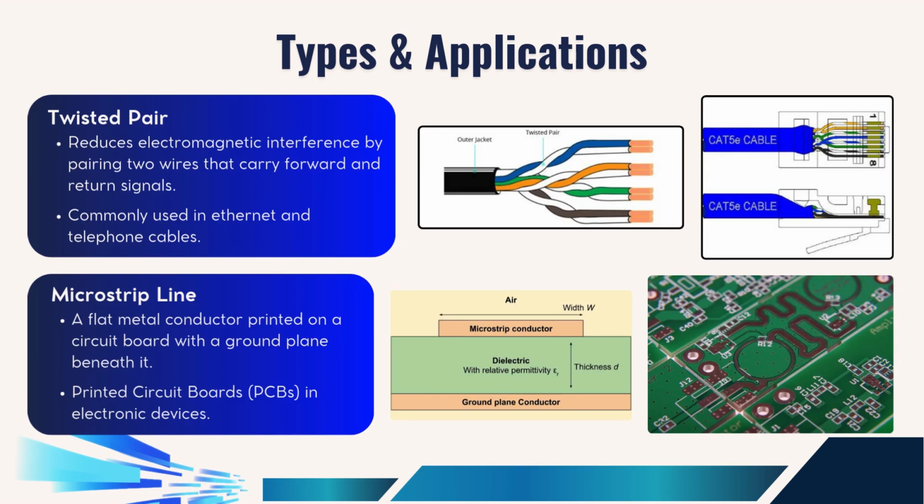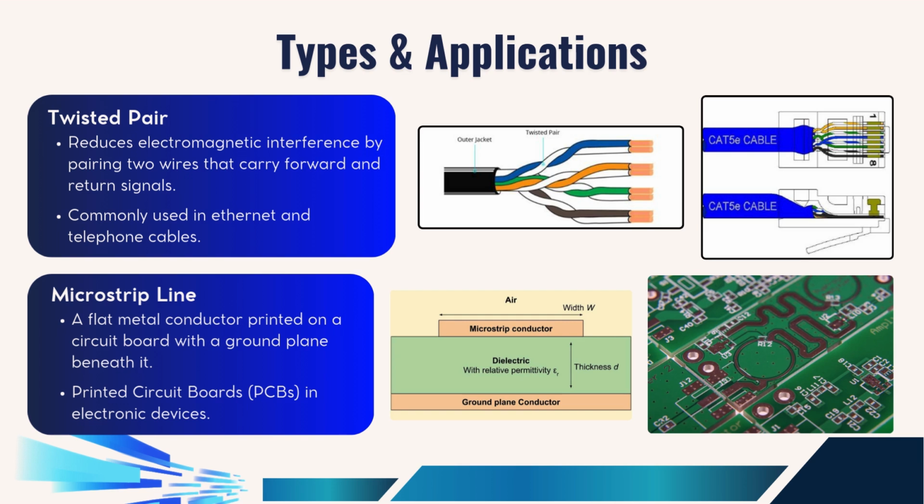Next, let's move on to the twisted pair, which reduces electromagnetic interference by pairing two different wires that carry forward and return signals. So as you can see from the picture, the two wires are actually twisted with one another so that the two different direction signals can cancel out each other. And these pairs are normally used in Ethernet and telephone cables, as you can see on the image on the right.